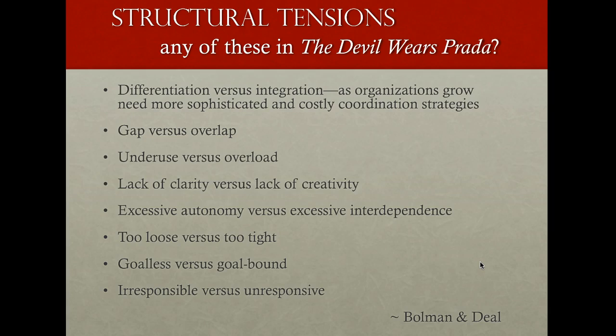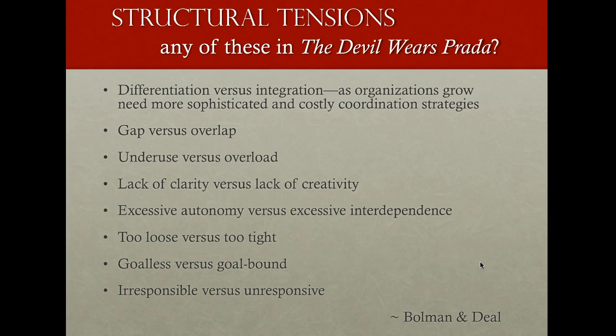So structural tensions, and this is, again, straight out of Bolman and Deal, the idea of differentiation versus integration. As organizations grow, they need more sophisticated and costly coordination strategies. And here are some that I think all of us can relate to in terms of our organizations. Sometimes there's a gap in what people do and somebody's not picking up something, or there's an overlap and two different people are doing the same thing for the organization. Underuse of some individuals or positions versus overload, a lack of creativity versus a lack of clarity. Do people know what's required of their position? Excessive autonomy versus excessive interdependence, too loose versus too tight, goal-less versus goal-bound, irresponsible versus unresponsive.